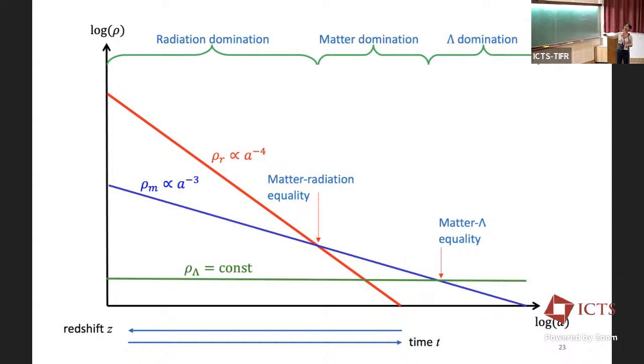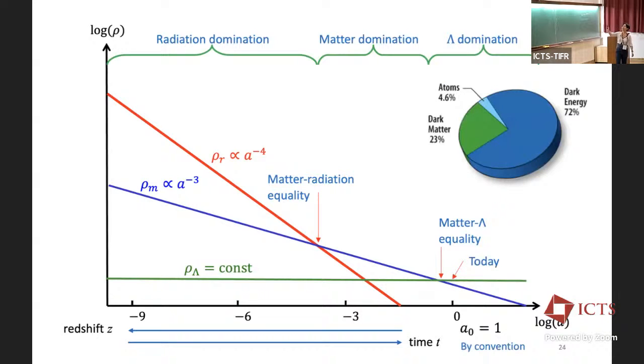You can also define these 2 points here where the radiation line and the matter line cross. That's called matter radiation equality, for obvious reasons. And this point here where the blue line crosses the green line is called matter lambda equality. And if I now take what we have learned from observations about the energy content of the universe, then roughly we have this timeline. So we sit here today just shortly after matter lambda equality. And by definition, the scale factor is 1 today. It's just a definition. You can choose any other number you like, but it won't make your calculations easier. So we just choose 1.